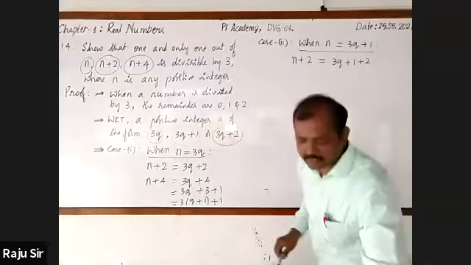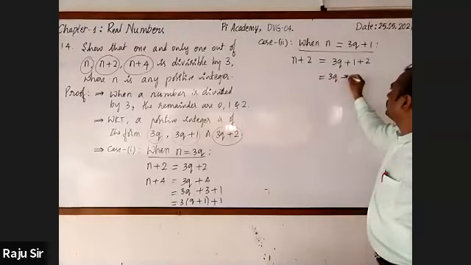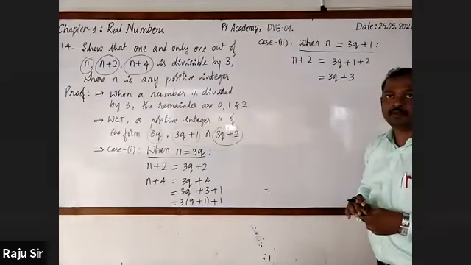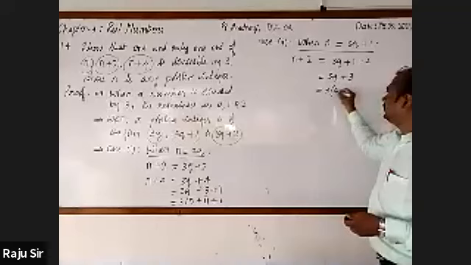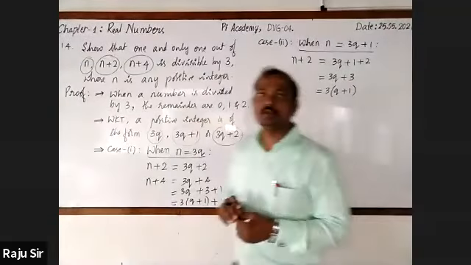Now, this is equal to 3q plus 1 plus 2, which is 3q plus 3. And this can be written as 3 into q plus 1. Can we write so? Yes, sir.